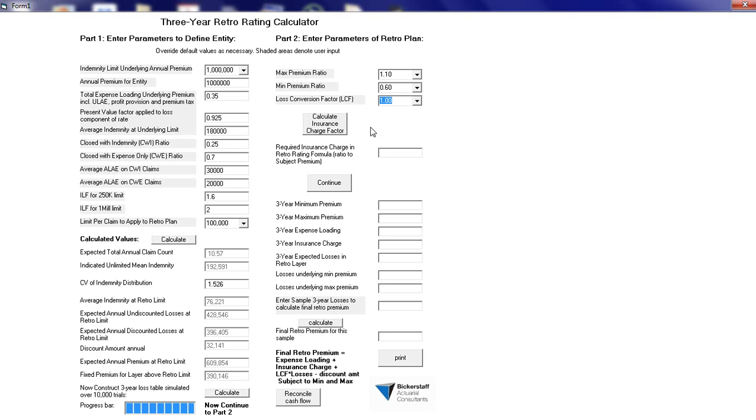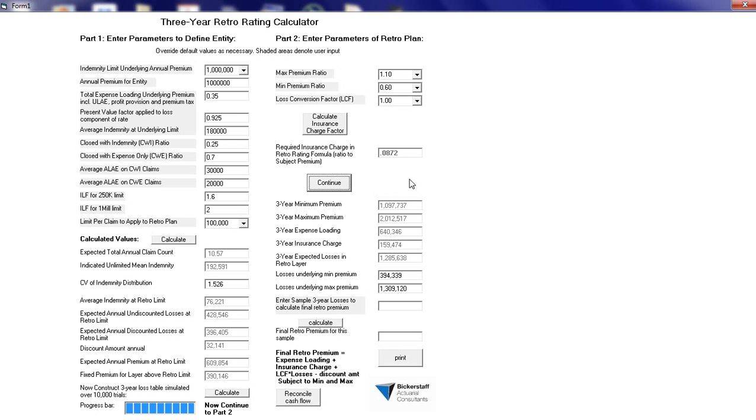Well, you do it by including what's called the insurance charge. In this case, given those parameters, I'm going to click this, it's necessary to add 8.7% to the retrospectively determined premium, such that when you add up all the wins and losses, they come out to be zero. So let's see how this works.